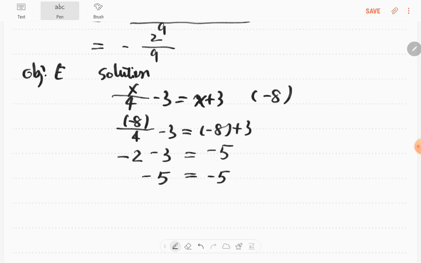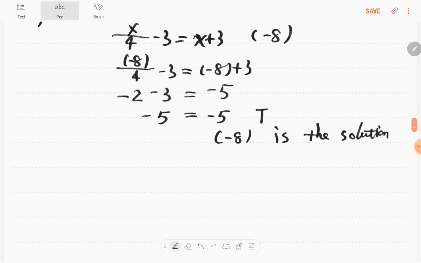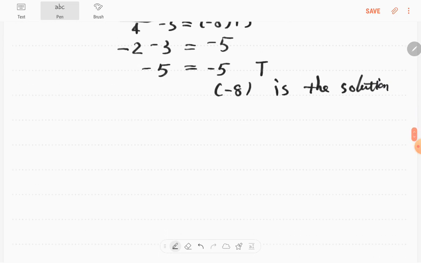Now we check the last statement. If it's true or false, we get to the conclusion. It is true. So we will say negative 8 is the solution. If it's true, then that number is the solution. If it's false for the last statement, if the left side is not equal to the right side, then we will say that number is not the solution. Okay, so next objective is to work on some application problems.